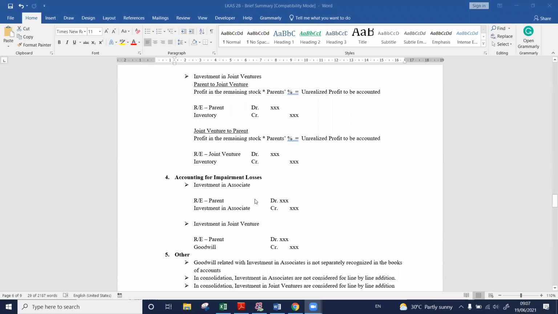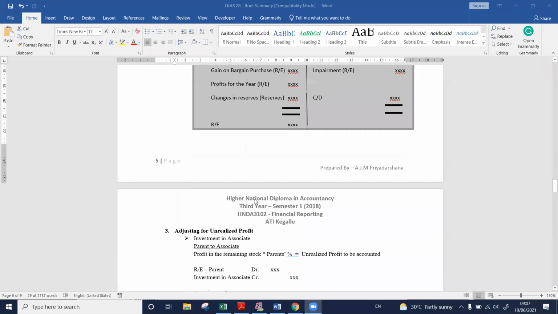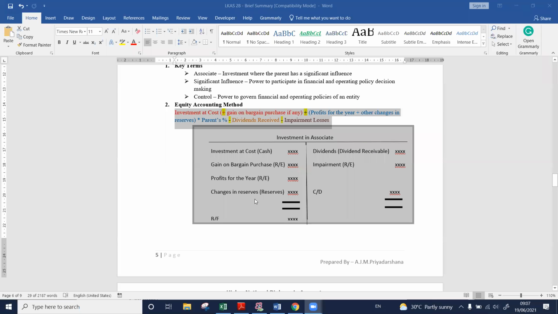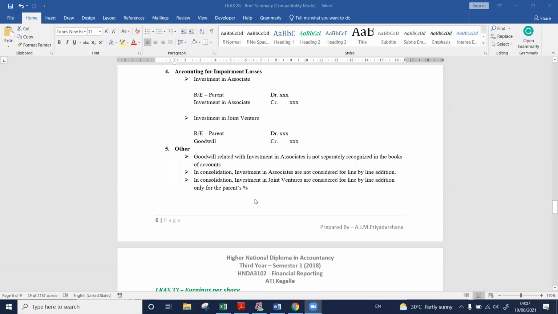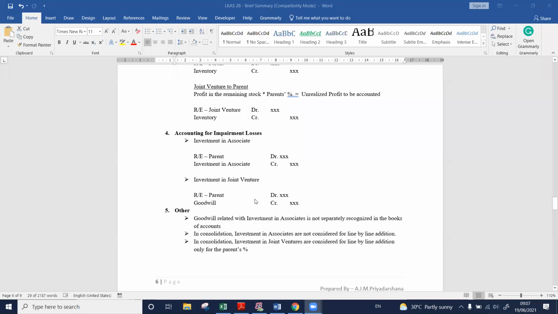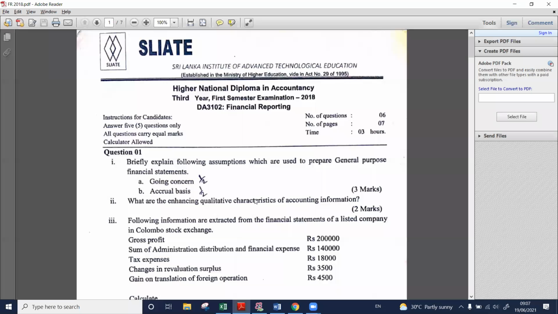So this, in a nutshell, is what you should know when preparing for the exams. The standard says many more things, but when getting ready for the exam, these are the areas from which your papers have mostly been drawn. Right. So with that, we will move to the 2018 past paper question.